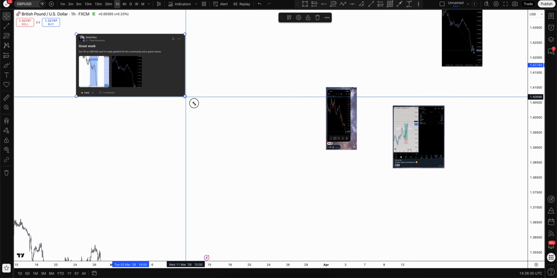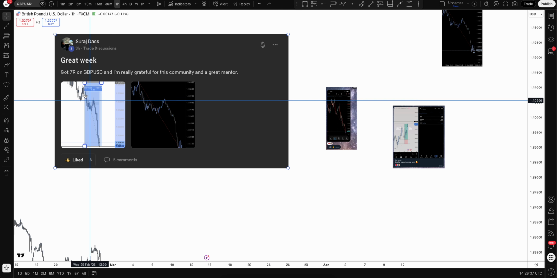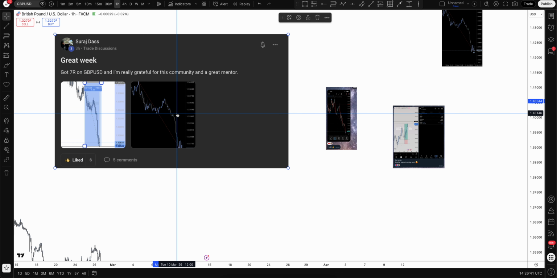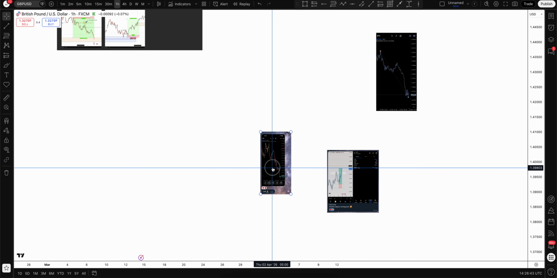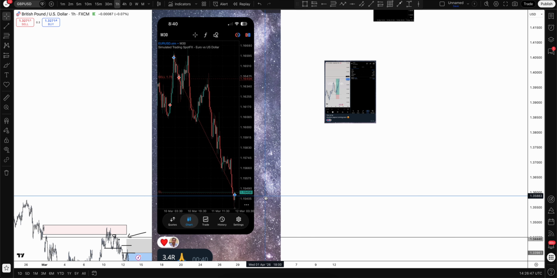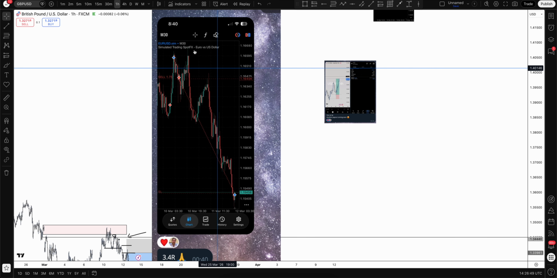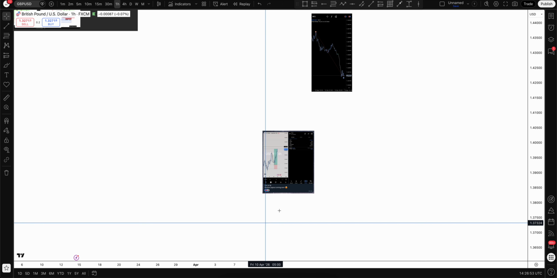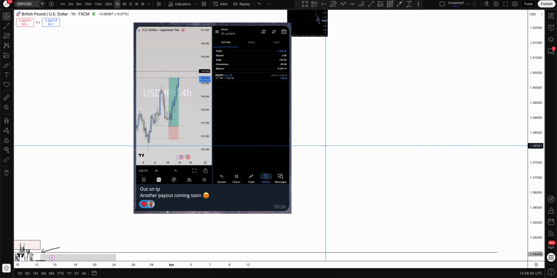Here we got GBP USD. Again, this is where I said, same entry as me actually. 7R, again, bigger risk reward. Always getting outplayed, but we're okay with it. Another one here. This is EURUSD shorts right from the top. Very good stuff on that one. More aggressive, a bit more aggressive than I would take, but still locked in. Very good stuff. And then USD JPY longs here.